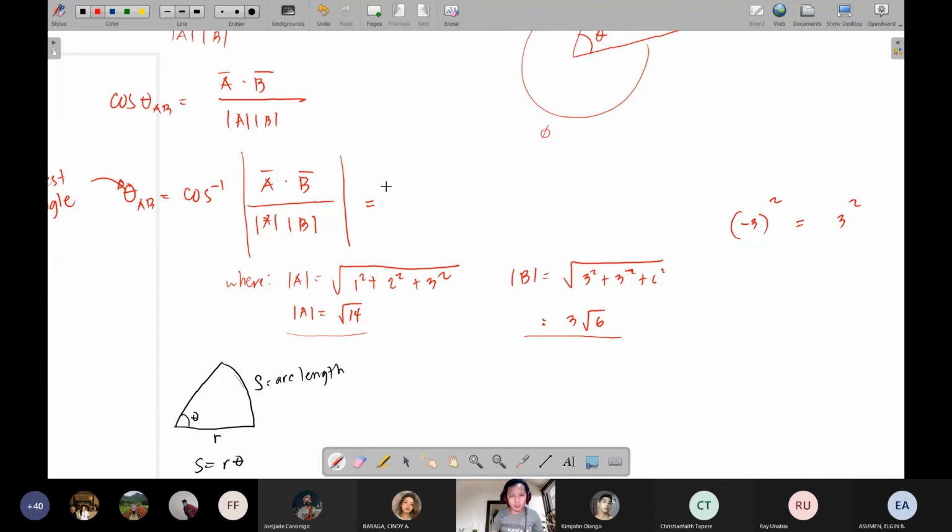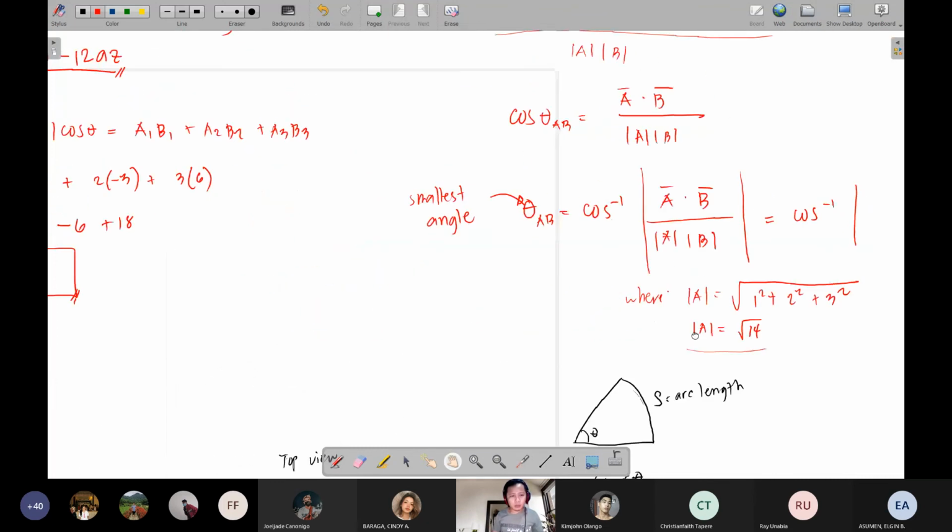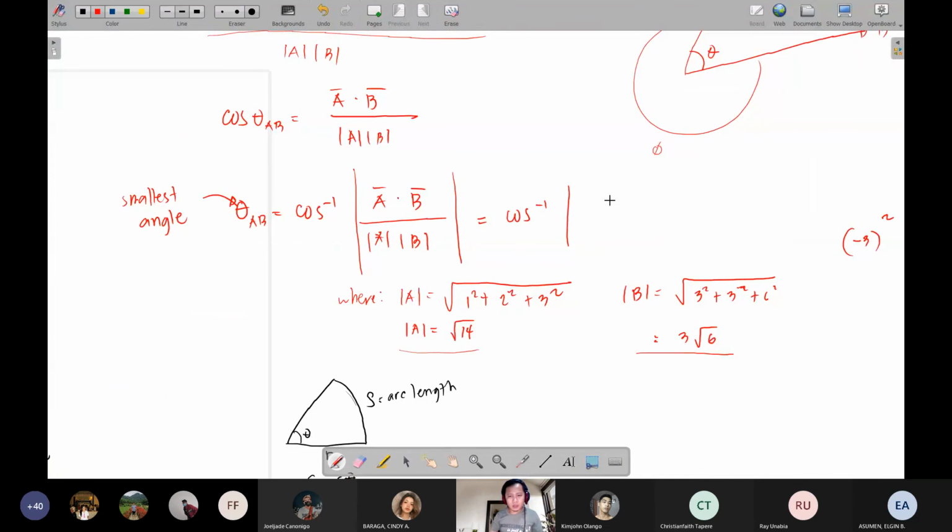Therefore, pwede na nato ni sulbuhan ang arc cosine sa A dot B na is 9. Okay? So you have 9 divided by magnitude sa vector A, square root of 14, times magnitude sa vector B is 3 square root of 6. Okay? Then this is 9 divided by square root of 14 times 3 square root of 6. Arc cosine, 70.89 or 70.9.